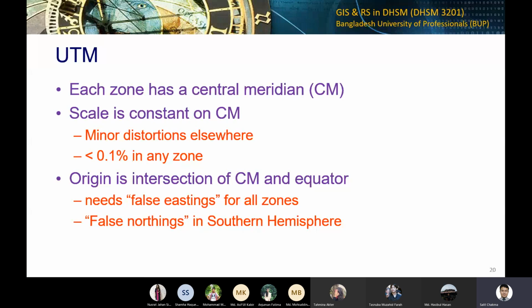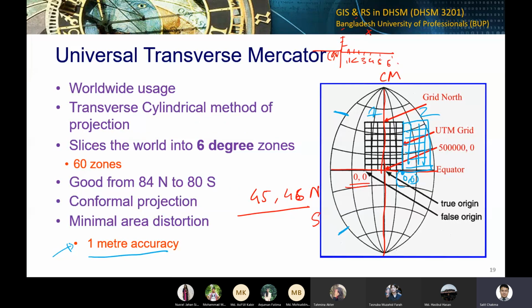There are also some other benefits. However, let's talk a little bit more about UTM. Each zone has its own central meridian, not the central meridian which went through Greenwich in the UK. So there are 60 central meridians in UTM. The scale is constant on the central meridian. So on the central meridian, the scale does not really change.